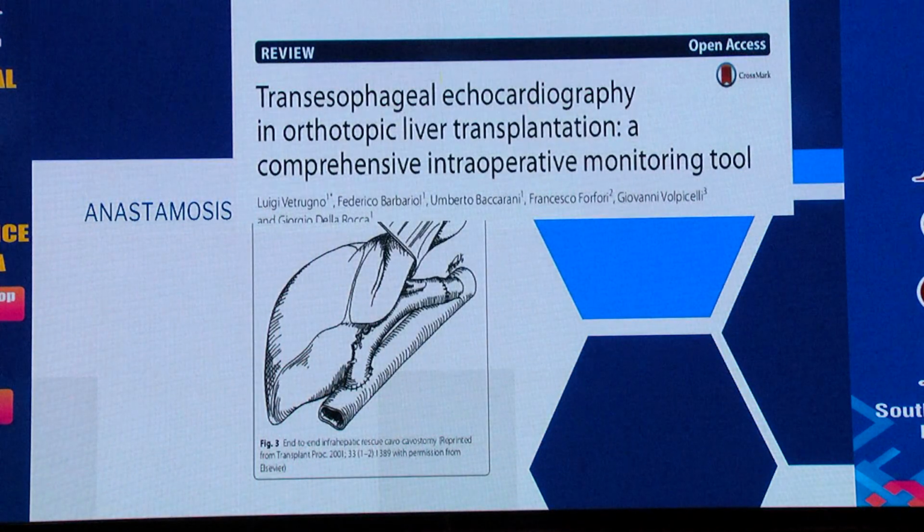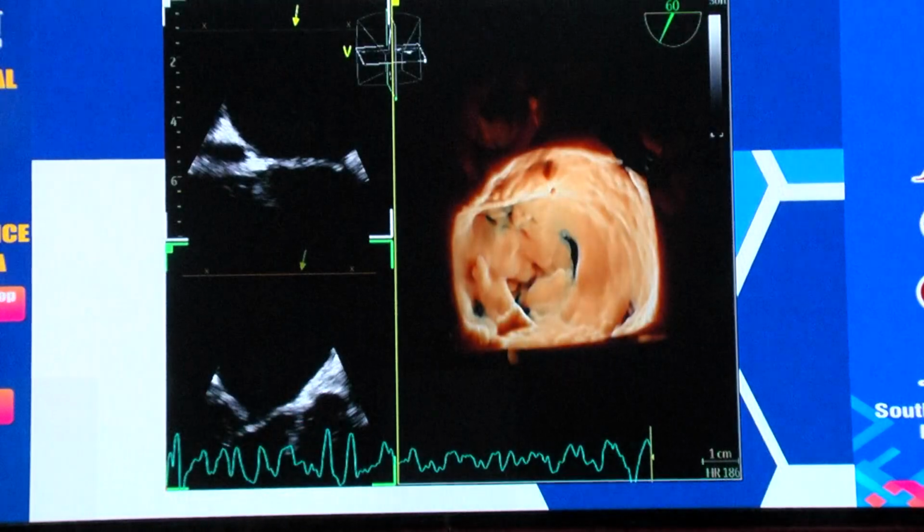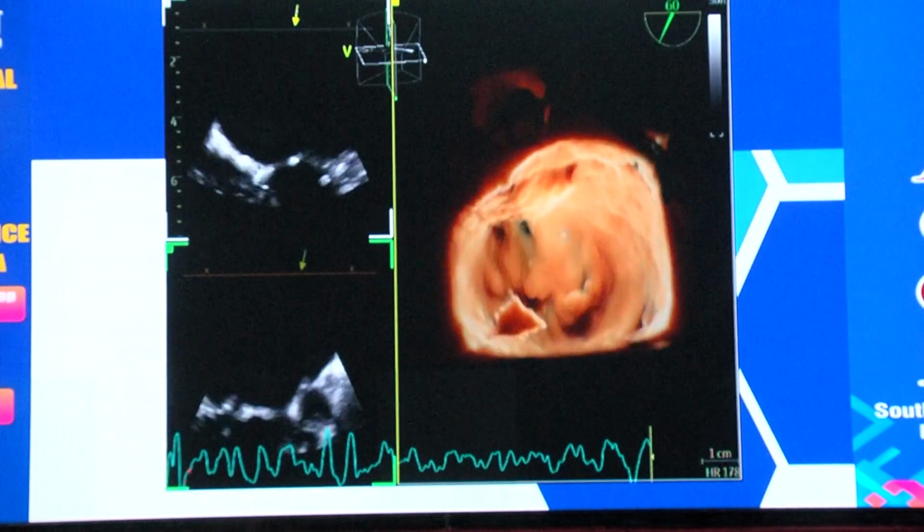And last but not the least, always the anastomotic leak also can be seen based on the IVC. So you can see a laminar flow across the IVC. And worse come worse, you can see this also.